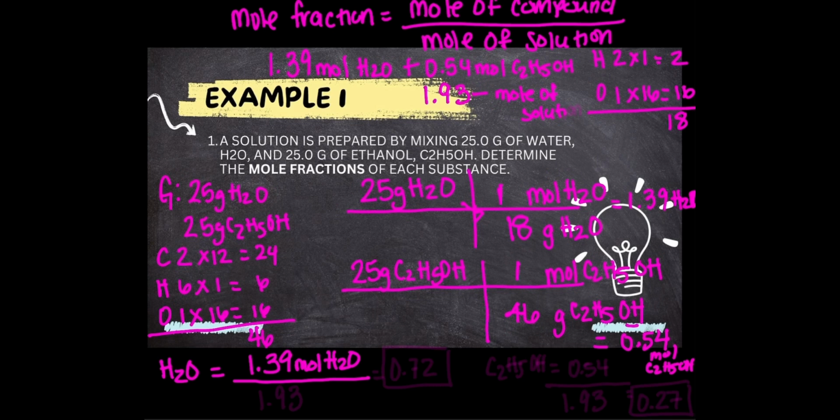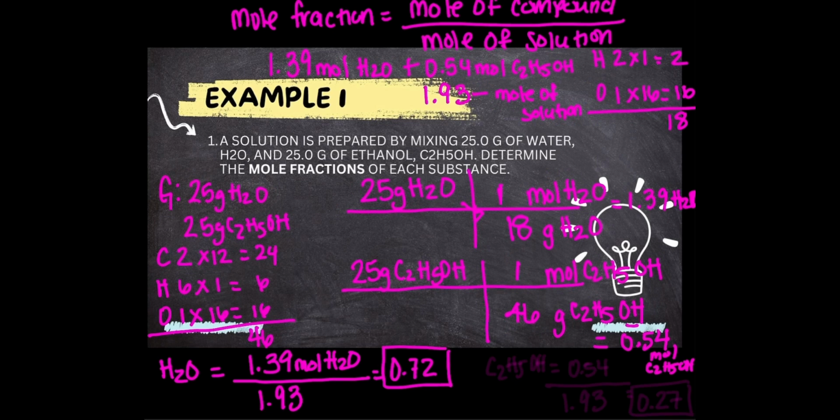This is going to go in your denominator. All right, so I'm going to come back down here and plug in that 1.93 for H2O, and then I'm going to divide 1.39 by 1.93, which gave me 0.72, and that is my answer for H2O.